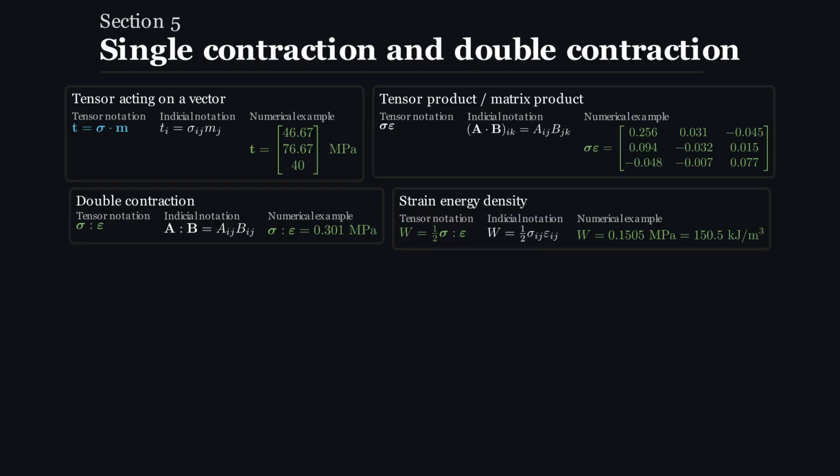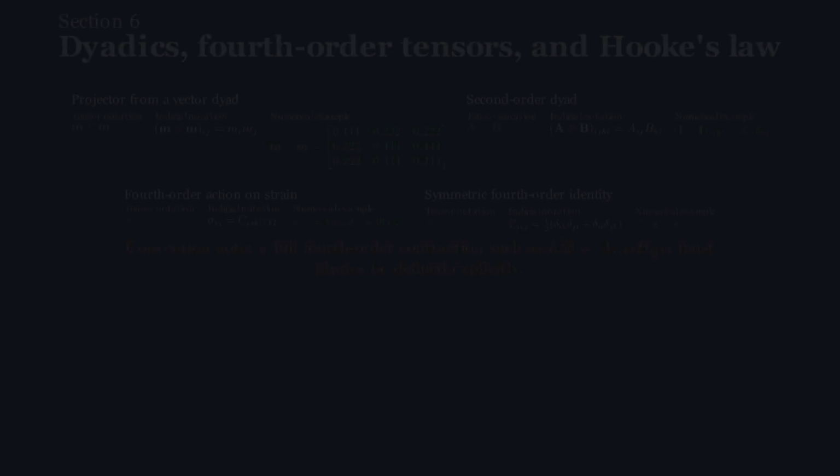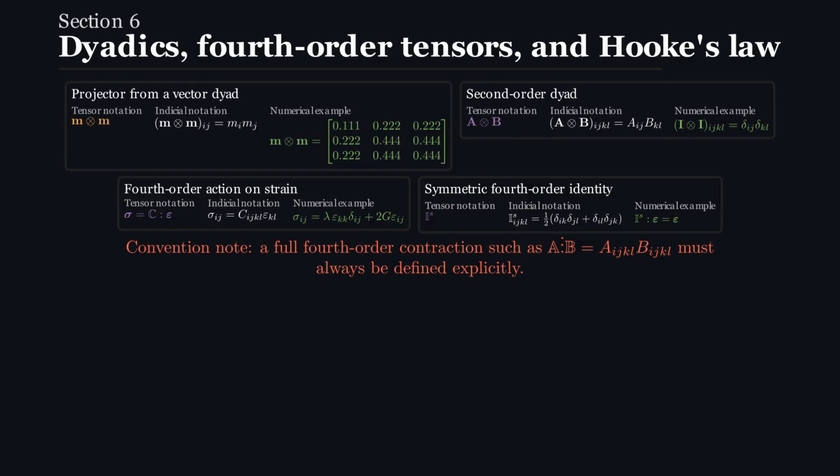Matrix multiplication of two second-order tensors gives another second-order tensor. A double contraction returns a scalar. And that scalar appears directly in the strain energy density. A dyadic product of vectors gives a projector.